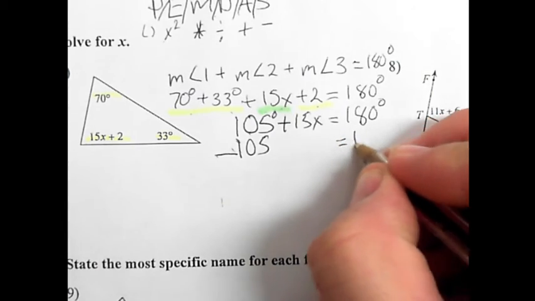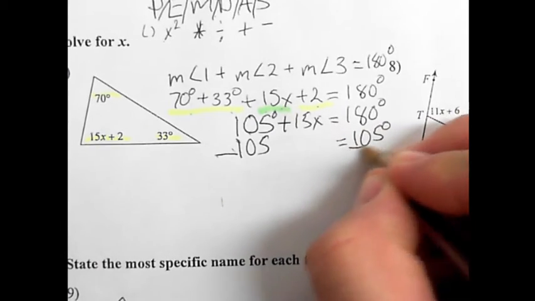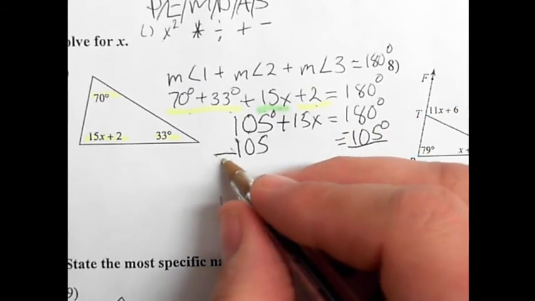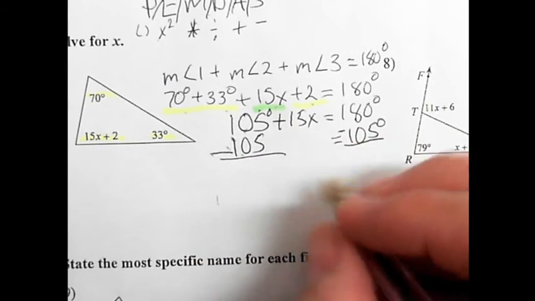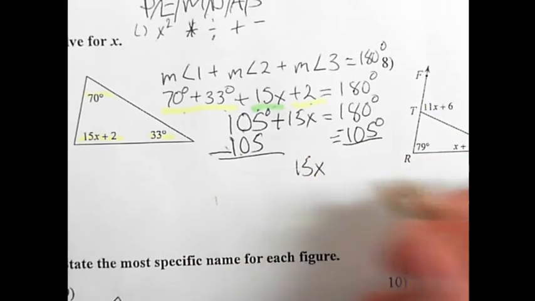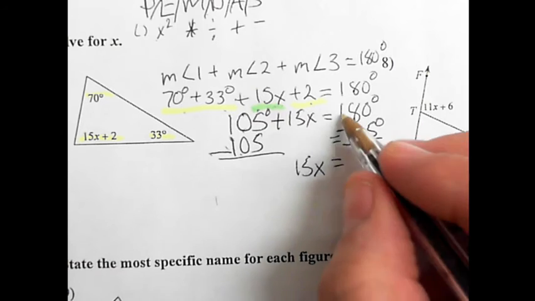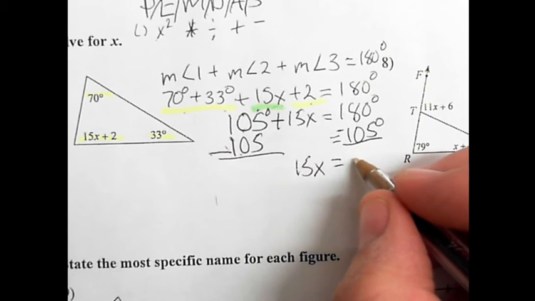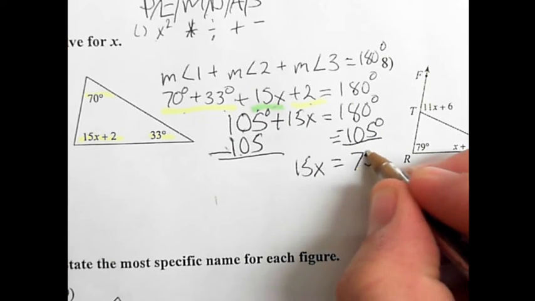Whatever I do on one side, I do to the other. This goes to 0. 0 plus 15x is just 15x. And then 180 minus 105 is just 75.